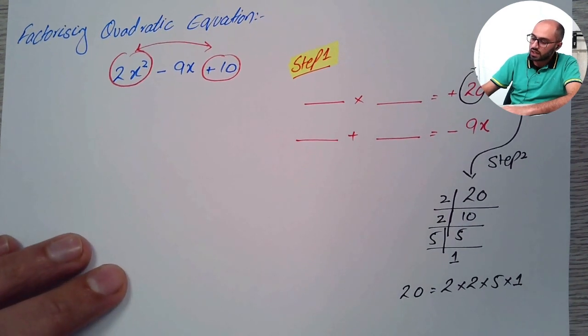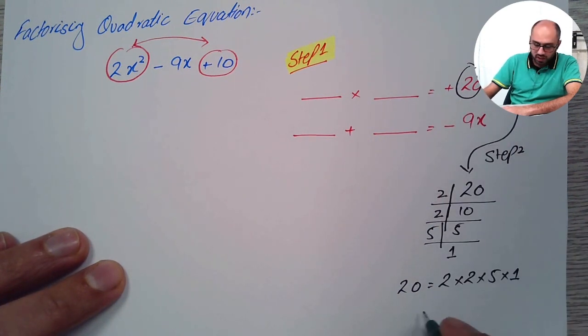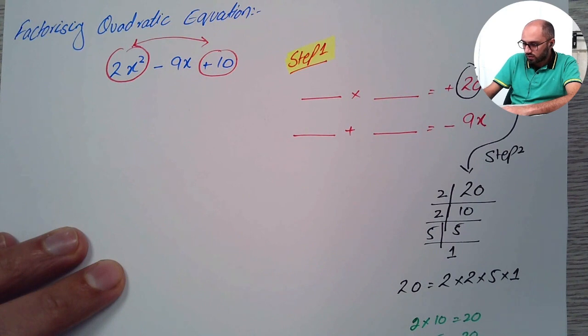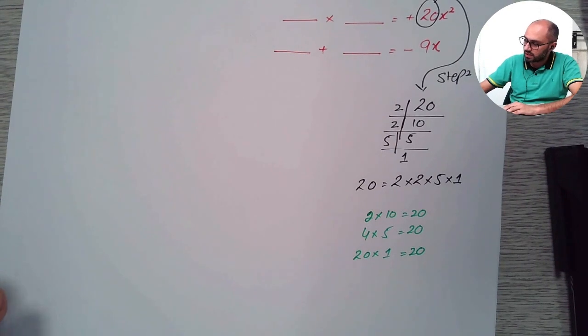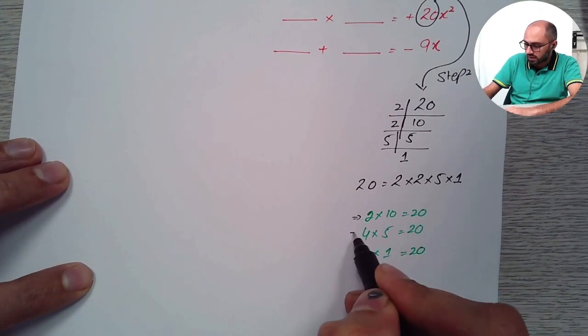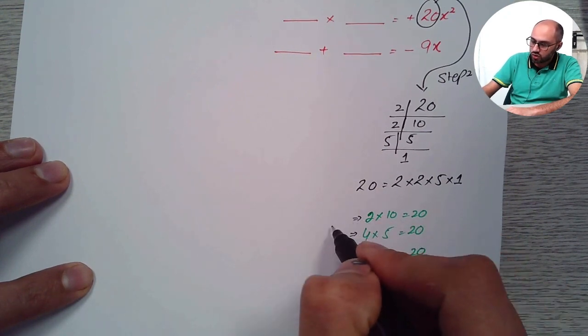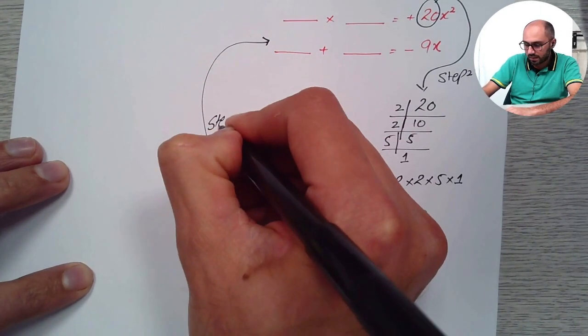From here, we can now make combinations for this 20. So I can say it could be 2 times 10 gives me 20. I can say 4 times 5 gives me 20. I can say 20 times 1 is also 20. Now once I've done this, what I need to do is pick up a set of numbers, either the first one, second set, or the third one, to determine values for this section. And this will be my step 3.